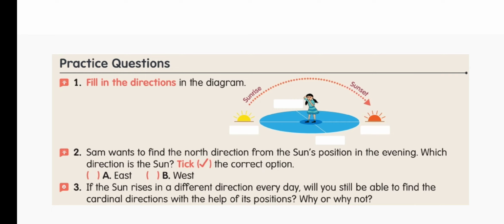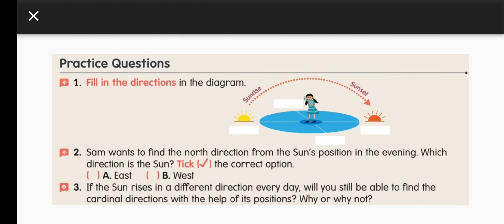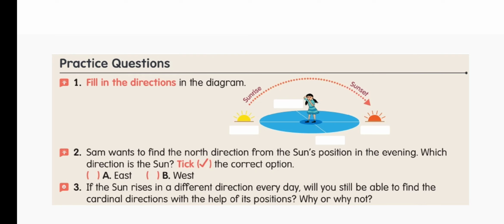Third, if the sun rises in a different direction every day, will you be able to find the cardinal directions with the help of the sun's position? The answer is no. If the sun is changing its position many times during the day, we will not be able to find the cardinal directions. Cardinal directions are the fixed directions that we can find with the help of the sun's direction. If the sun is continuously changing its direction, then we will not be able to find those cardinal directions in a proper way. So the answer is no. To get the fixed direction, we need the sunrise or sunset at the same time.